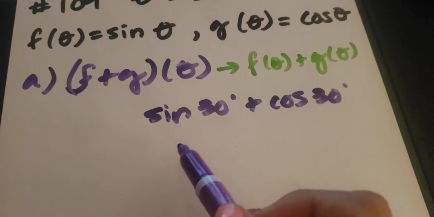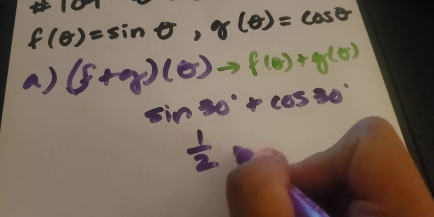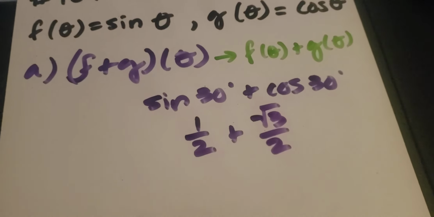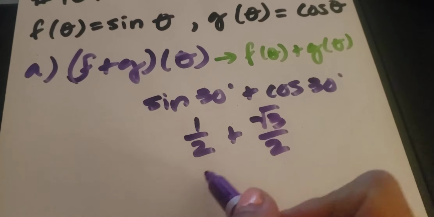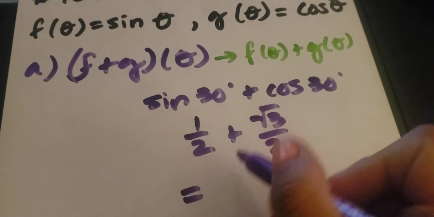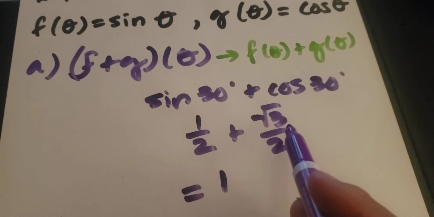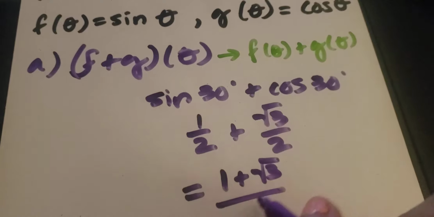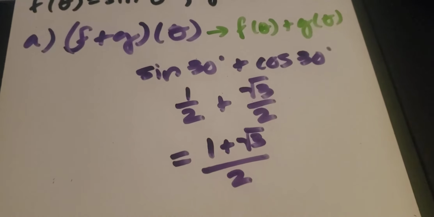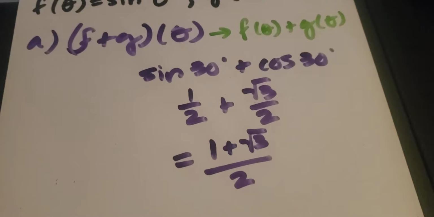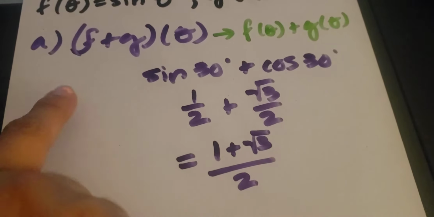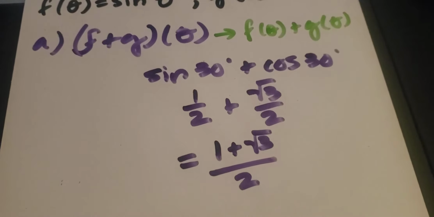So sine of 30, if you look at the chart, is 1/2, and cosine of 30 is square root of 3 over 2. Technically, you can leave it here or simplify by adding the numerators. Because we have an integer and a radical, you really can't combine them. You would just leave it like this, especially since they want an exact value. You don't want to use the calculator because that would give you a decimal. So part A is 1 plus radical 3 over 2. Okay? All right, let's move on to part B.